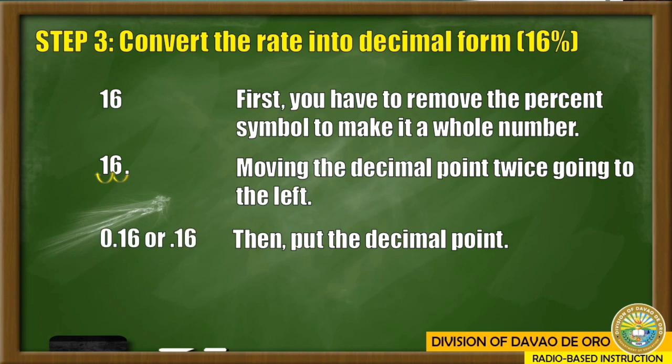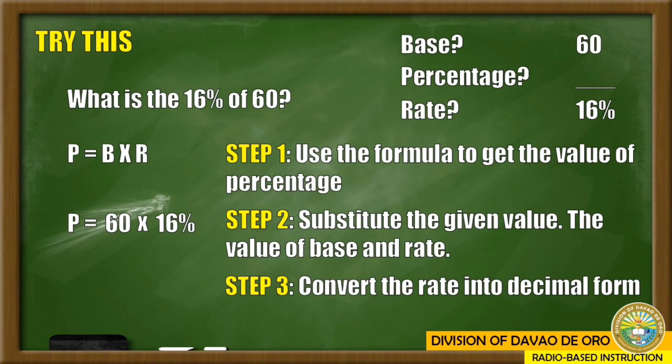0.16. Understand? Understood? Good job. So our decimal form is 0.16, and it happened like this. Percentage is equals to 60 times 0.16. Very good.